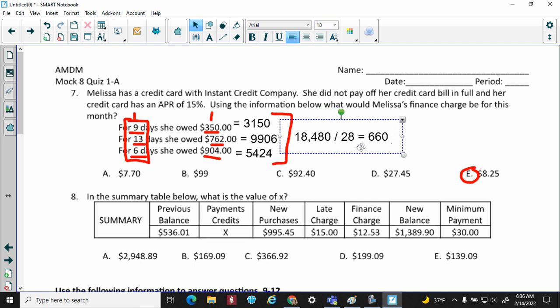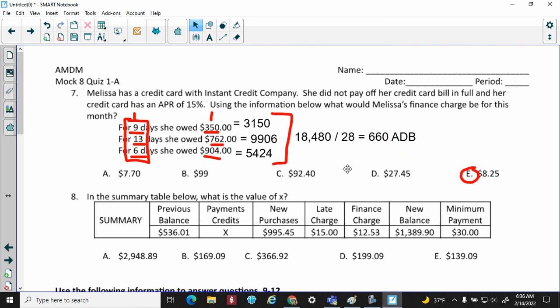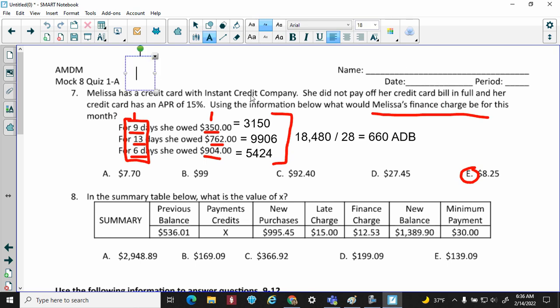Now, this is the average daily balance. All right. Now, but the question isn't asking you to find the average daily balance. It's asking you to find the finance charge. Now, if you remember, and I'm going to abbreviate, to find the finance charge, you simply take the average daily balance, which we just found, and multiply it by the MPR. Now, remember, the MPR is the monthly percentage rate.